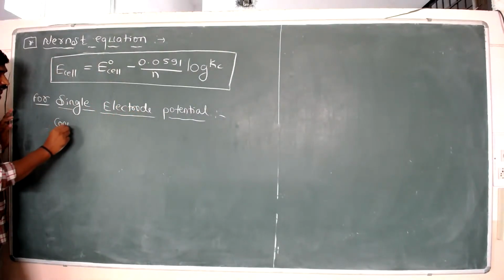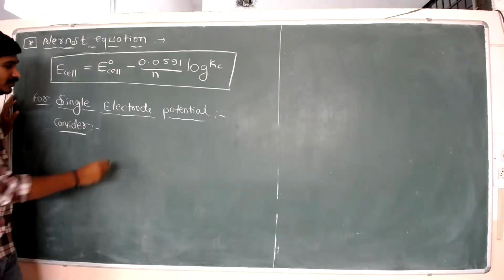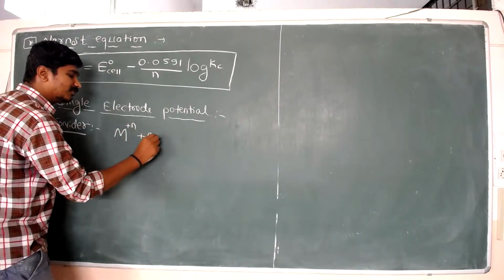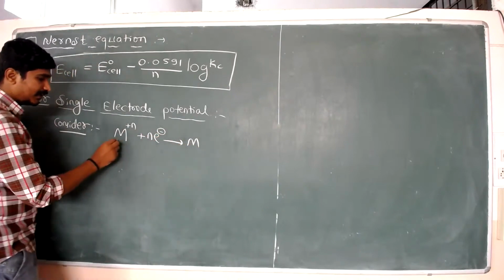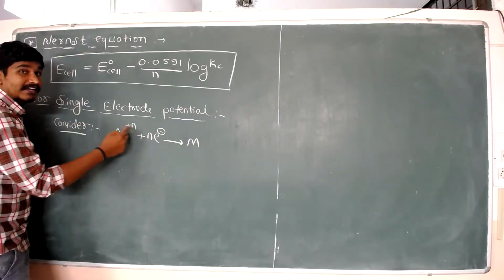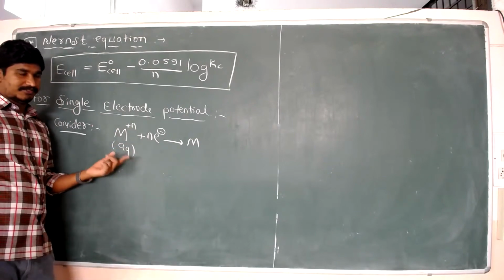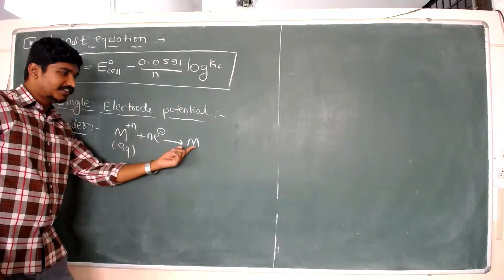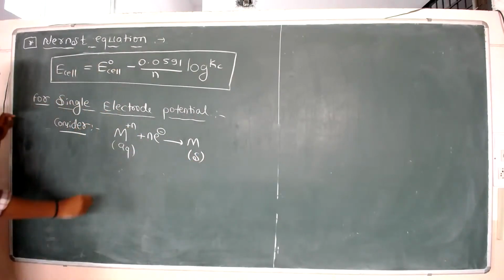Consider one reduction reaction, you can consider any reaction. It should be reduction. Now, M to the power plus n plus n electrons. It will be in reduced state, that is M. Here, M plus n means it is ions. Ions means which physical state is there? Aqueous. In aqueous physical state. Here, after gaining the n electrons, it is reduced now. It is M. Now this M is solid. Right? Now how to write the Kc value?